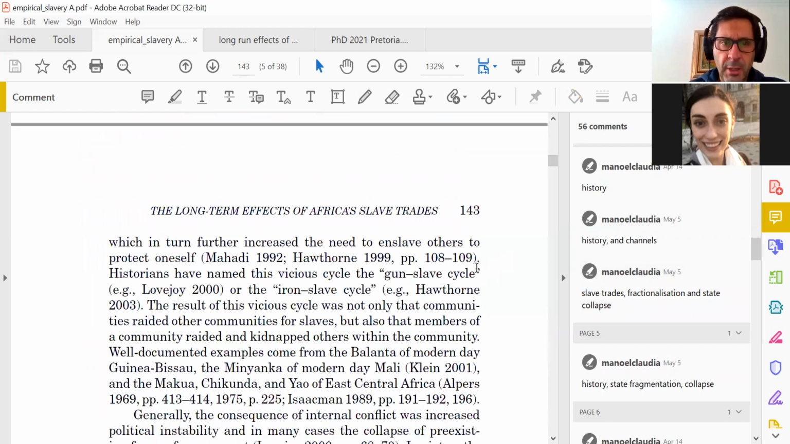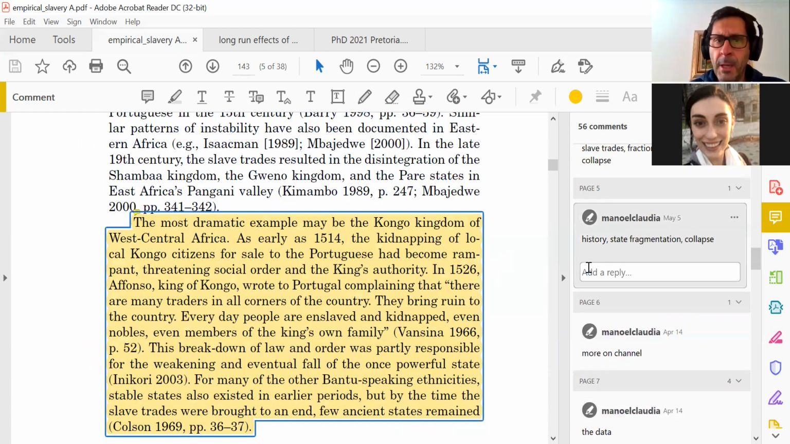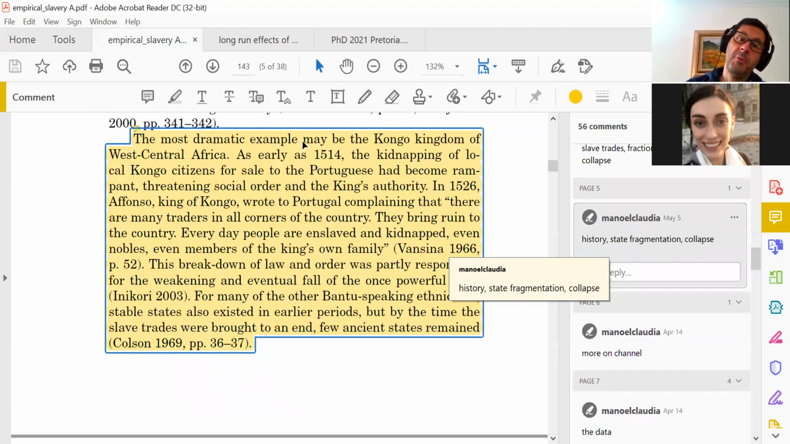Let's see what else he says that might be interesting for our story here. History, state fragmentation and collapse. The most dramatic example may be the Congo Kingdom of West Central Africa. We kind of saw a paper last week about the Congo Kingdom, and we're going to see another one next week, right? Which was a large, essentially, it was a kingdom, right?